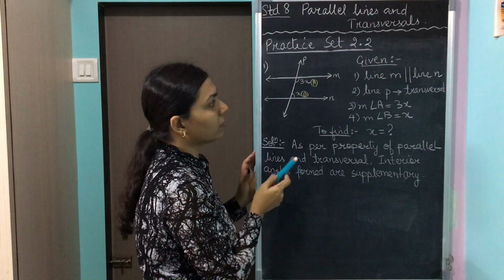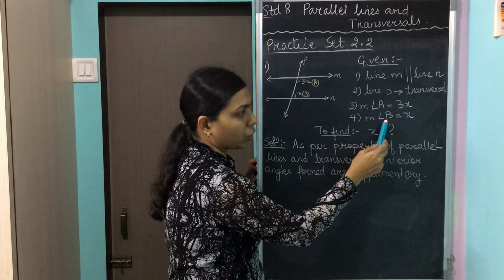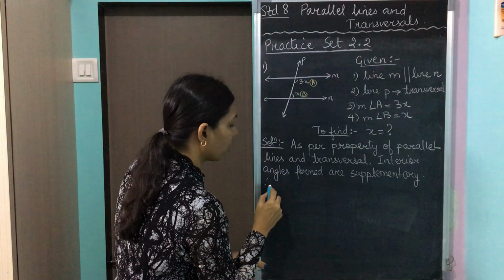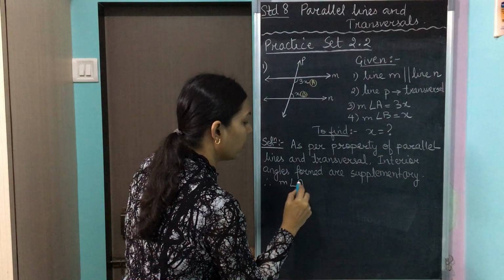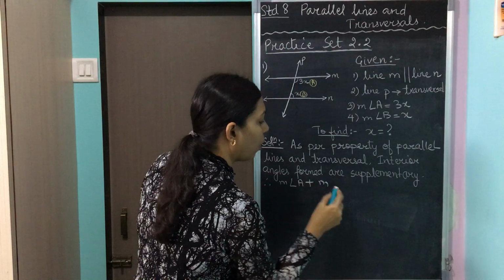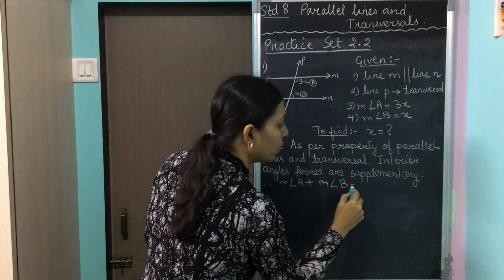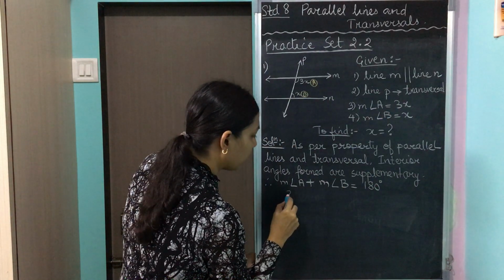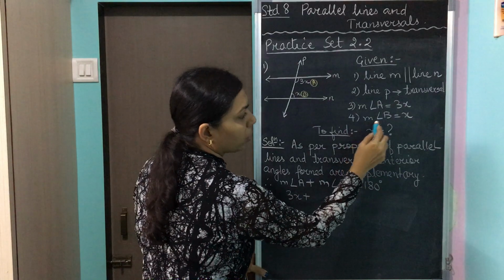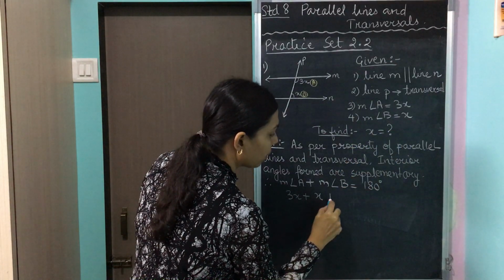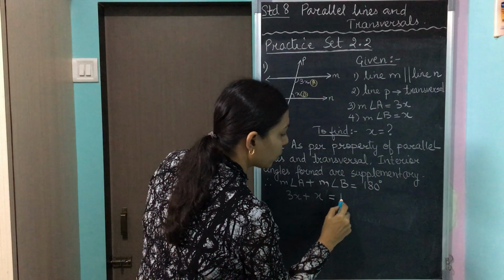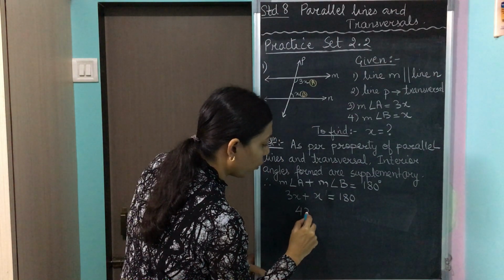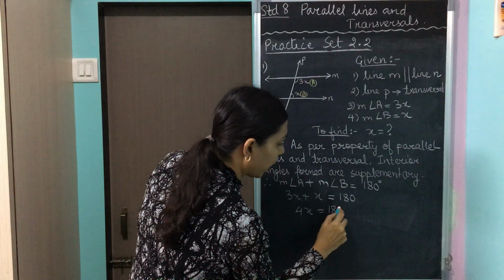That means the measurement of angle A plus measurement of angle B should give me 180 degrees. Measurement of angle A is given as 3x, measurement of angle B is given as x. So when you add it up together, you should get 180 degrees. 3x plus x gives me 4x is equal to 180.